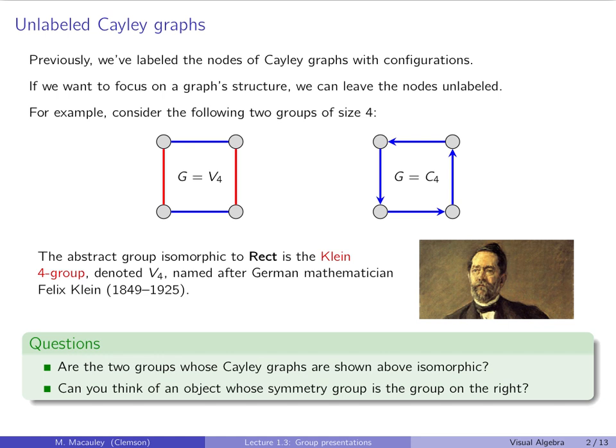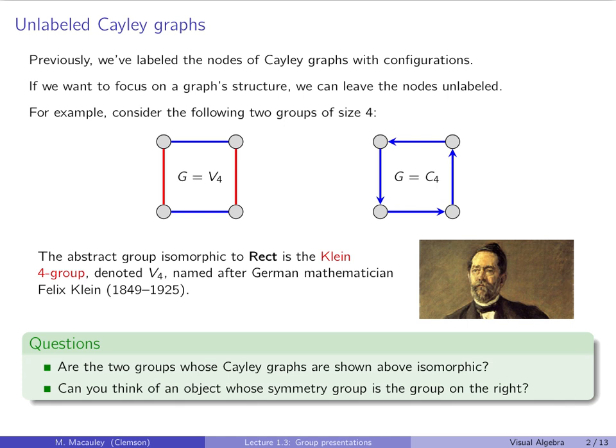Let me now pose two questions, and I encourage you to pause this lecture for a few moments and think about these before moving on. First, are the two groups whose Cayley graphs are shown above isomorphic? And second, can you think of an object whose symmetry group is the group on the right? Now, as I've posed these, it's suggestive that the answer is no, these are indeed different groups. And that is correct.